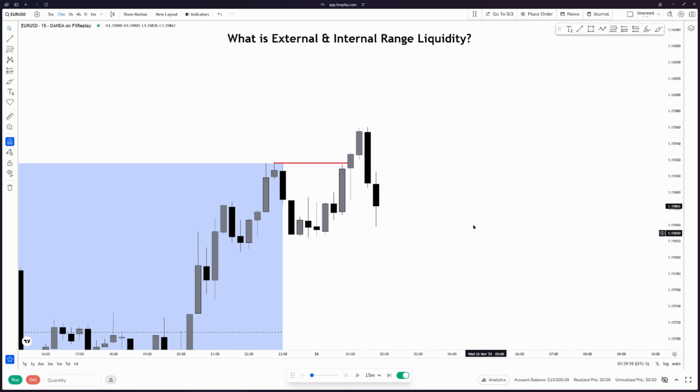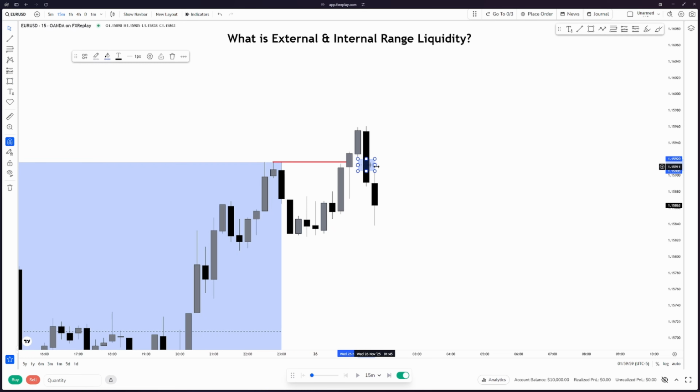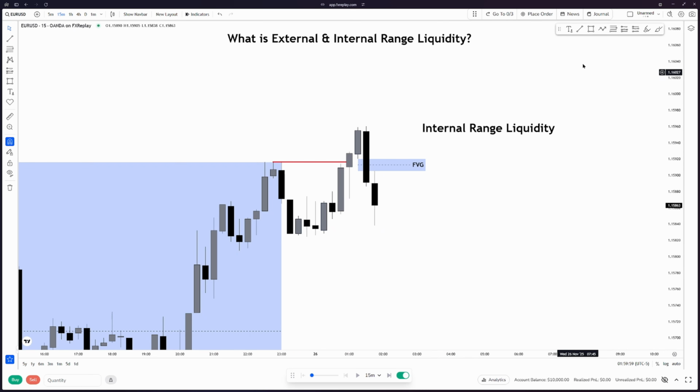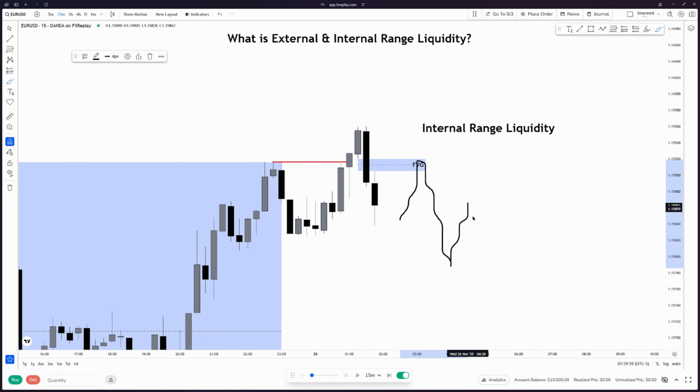But before it goes there, notice this bearish fair value gap. What is it? This is internal range liquidity, because the fair value gaps contain unfilled orders, which price fills by retracing back to these gaps and then continues towards the draw on liquidity.